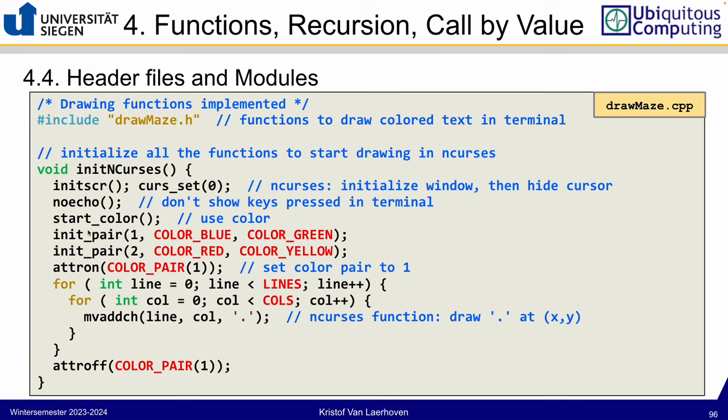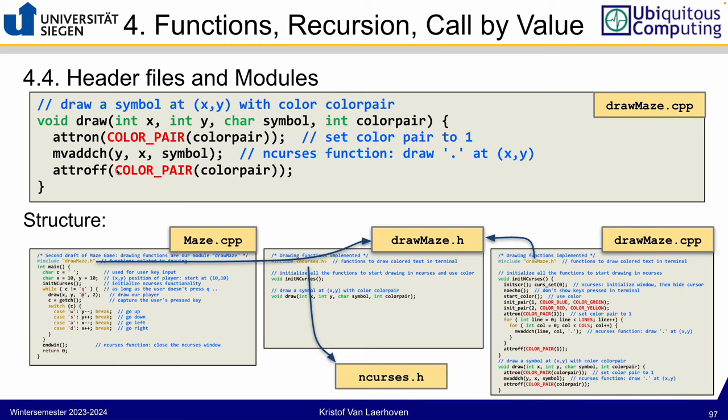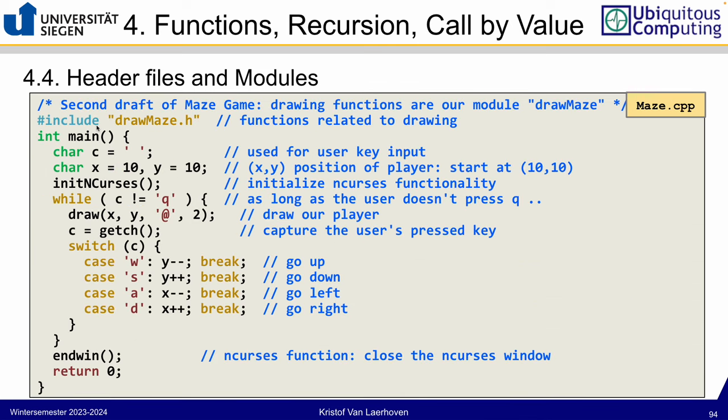And then we see how they are implemented. They're implemented like this. These are all the commands that are executed when we call the function init ncurses, and these over here are all the commands that are executed when we call our function draw. What I wanted to do was explain how people then read that code if it is split over different files. I hope you might have noticed this.